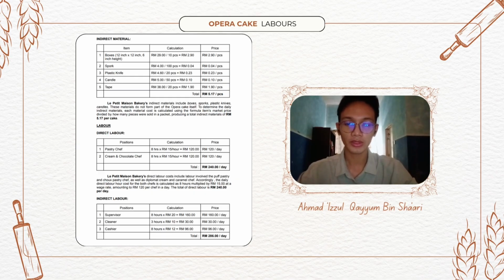Moving on, we will be looking into the indirect labor cost for the production of opera cake. The Petit Maison Bakery's indirect labor includes the supervisor, cleaner, and cashier. Their work indirectly contributes to the overall efficiency, safety, and quality of the bakery's product. For the calculation of indirect labor, the costs vary among the positions. However, the basic calculation formula goes by the working hours of the position per day multiplied by the standard wage rate according to each position. Therefore, the total indirect labor cost to produce one opera cake is 286 ringgit Malaysia per day.